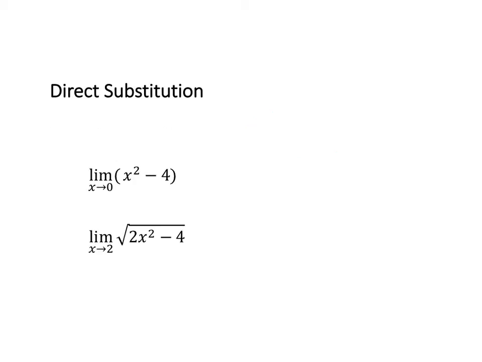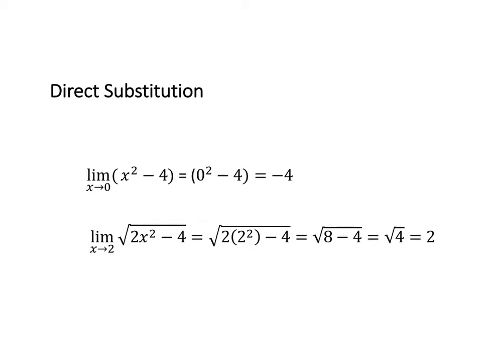So let's start with direct substitution. I've got two examples here. The first one says the limit as x approaches 0 of x squared minus 4. The second one is the limit as x approaches 2 of the square root of 2x squared minus 4. Let's look at the first one. The limit as x approaches 0 of x squared minus 4. We simply plug in x equals 0. We get 0 squared minus 4, so the final answer is minus 4.